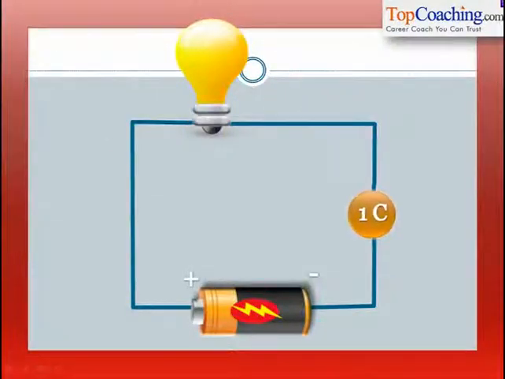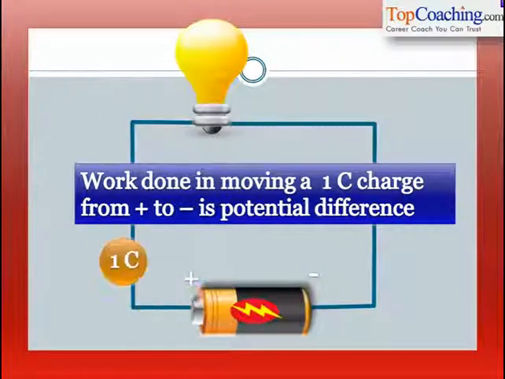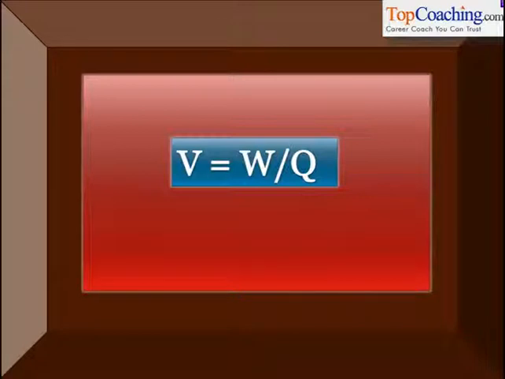Then we went on to learn about something called potential difference. Potential difference is the pull that makes the charge flow in the circuit. Understood? A battery is connected in the circuit only because it provides potential difference in the circuit. The work done in moving a 1 coulomb charge from the positive terminal to the negative terminal of the battery is called potential difference. Potential difference is the work done per unit charge, in moving the charge around the circuit.